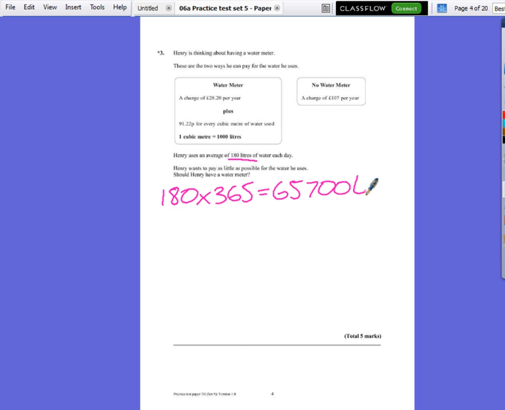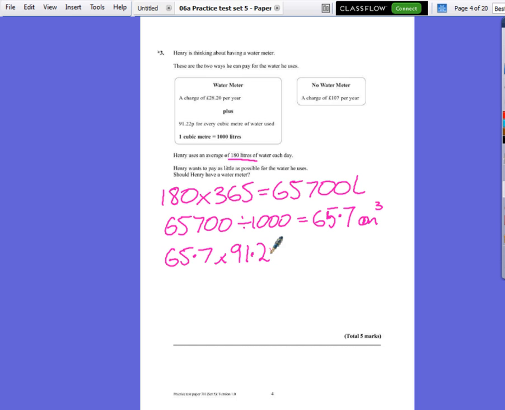It tells us that 1 cubic metre is 1,000 litres. So if we divide that by 1,000, 65,700 divided by 1,000 would be 65.7 cubic metres per year. It then tells us that the cost of each cubic metre is 91.22 pence. So if we do 65.7 times 91.22, that will give us 5,993.154 pence per year. Now if we put that to pounds by dividing by 100, that would be £59.93 per year.